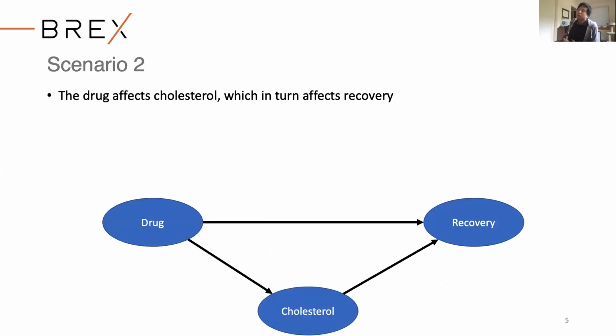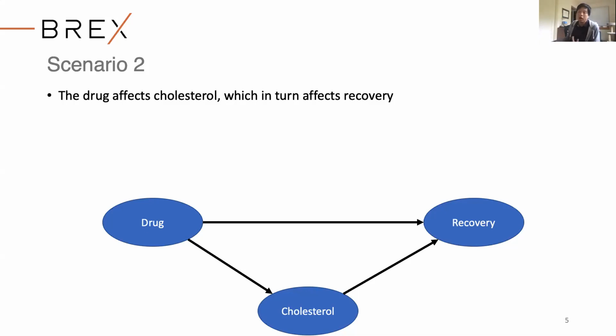Right. But I'm going to give a different scenario that actually reverses the answer. So let's suppose in this case, the drug actually affects cholesterol, and that in turn affects recovery. So you can kind of see that what's happening here is the drug is raising cholesterol level, and because it's raising cholesterol level, it's lowering the impact on recovery, even though it has a direct positive effect. So the drug has a positive effect on recovery directly, but because it's raising cholesterol level, it actually has a negative overall effect, right?